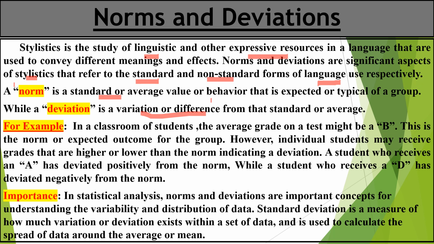For example, now I'm going to give you a very positive example. In a classroom of students, the average grade on a test might be B. This is the norm or expected outcome for the group. However, individual students may receive grades that are higher or lower than the norm, indicating a deviation. For example, if the average grade is B, and some students get grade A, then it would be considered a deviation. Or if some students get grade D or E, then it would also be considered a deviation. But the first deviation of A would be considered a positive deviation, and the second one would be considered a negative deviation.